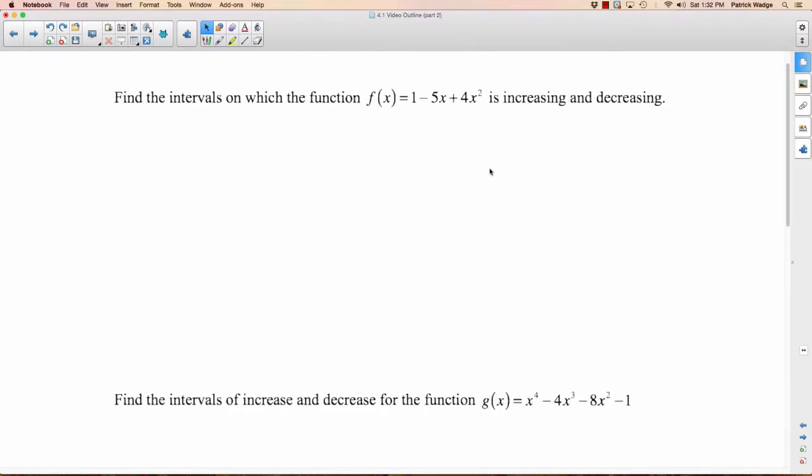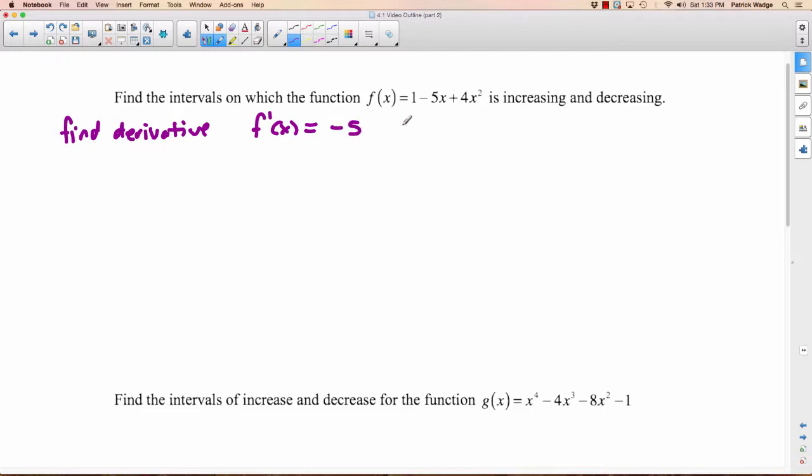So let's do a couple questions and we'll be done. Find the intervals in which the function f of x equals 1 minus 5x plus 4x squared is increasing and decreasing. So remember, the key to this is we want to find the derivative. I'm even going to write that down. Find the derivative. Now, thankfully, finding the derivative isn't too hard in this case. F prime of x equals, well, the derivative of 1 is 0 because it's a constant. The derivative of negative 5x is negative 5, and the derivative of 4x squared is 8x.